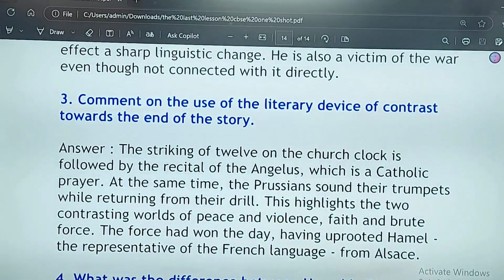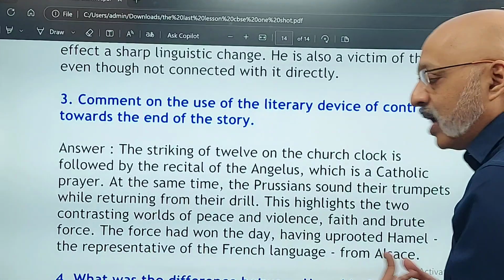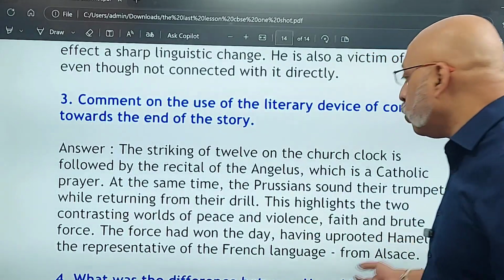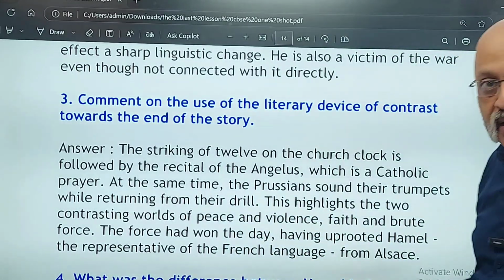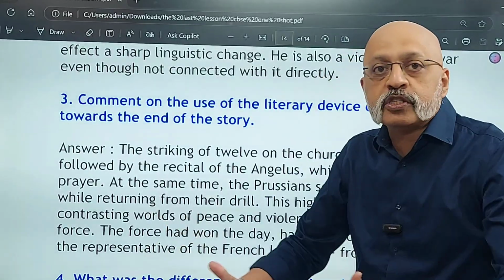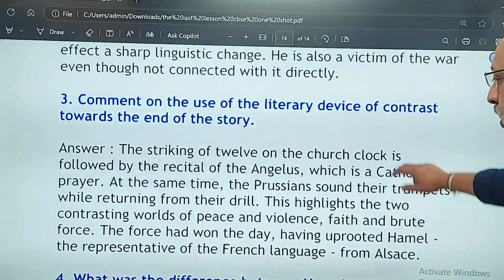The force of the Prussian soldiers had won the day. They had won the war, having uprooted Hamel, the representative of the French language, from Alsace, right? That is in the limited scope of the story. That is their victory.